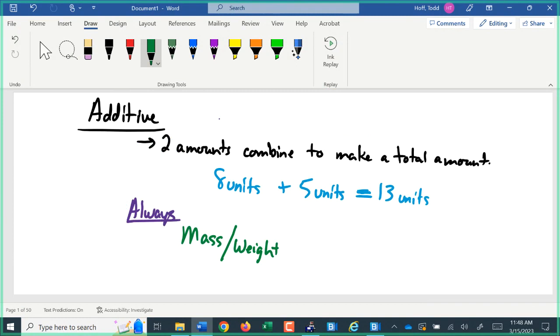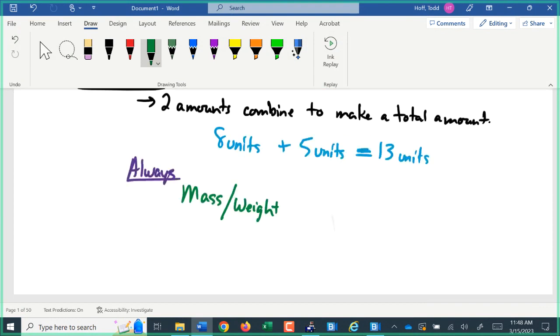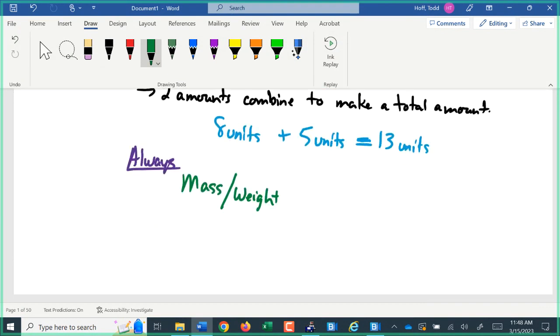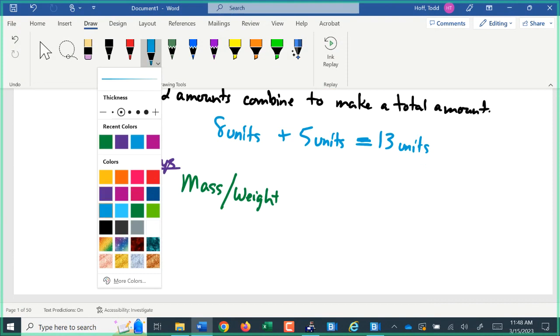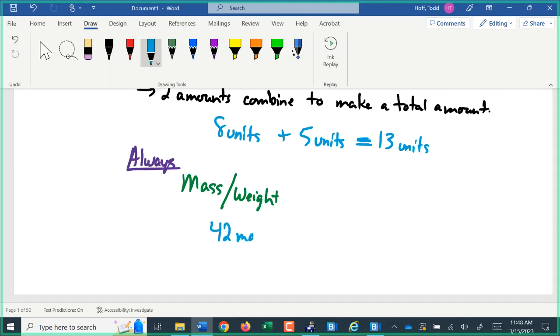So if we're dealing with the standard system, we're usually focusing on weight. If we're dealing with the metric system, we're generally focusing on mass. If I have 42 milligrams of one substance and I combine it with 28 milligrams of another substance, I simply add 42 plus 28 to get 70 milligrams total. That is always additive.